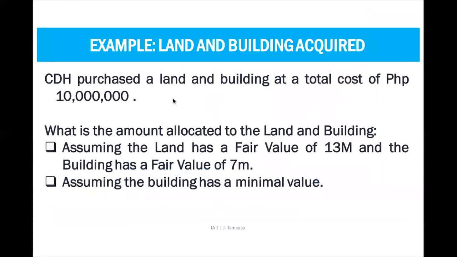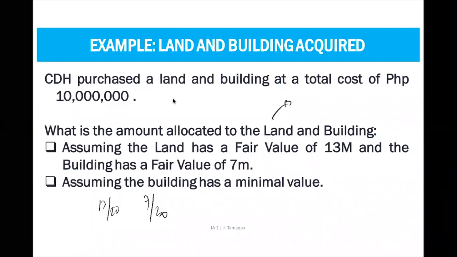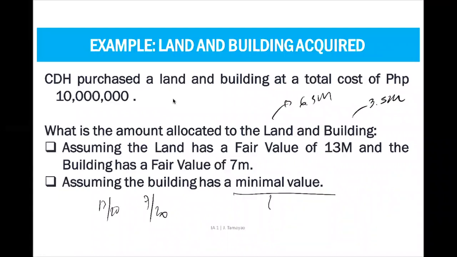Okay. So, CDH purchased land and building at a total cost of 10 million. The fair values are 13 and 7. So we have here 13 over 20 and 7 over 20. We allocate 10 million times 13 over 20. We have 6.5 million for the land, and then 3.5 million to the building. If the building has a minimal value, everything to the land, 10 million pesos. We already know that.